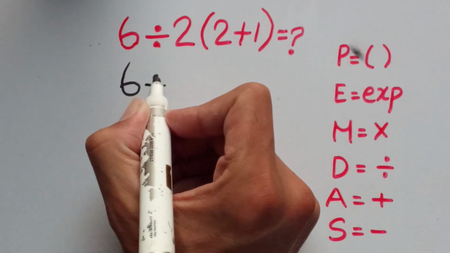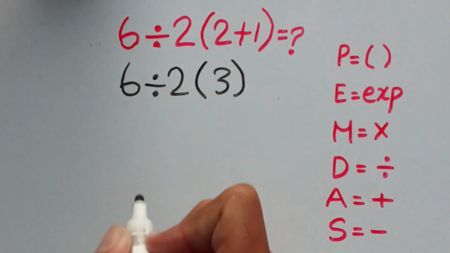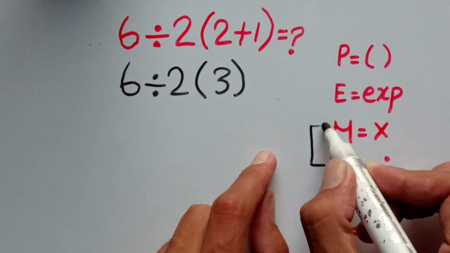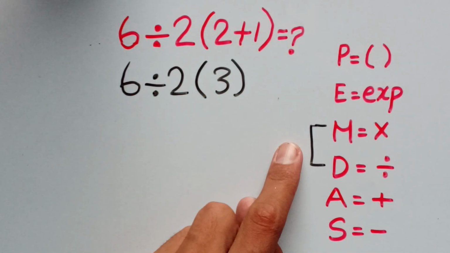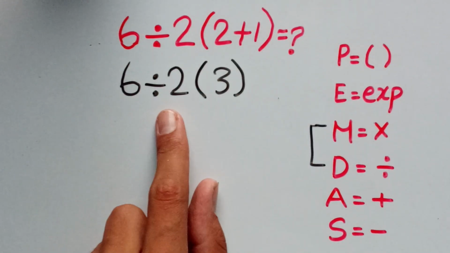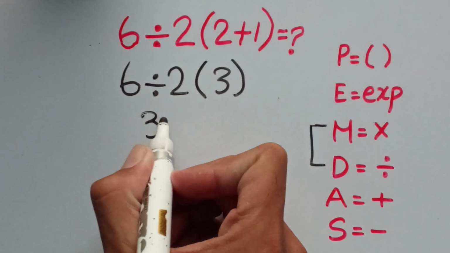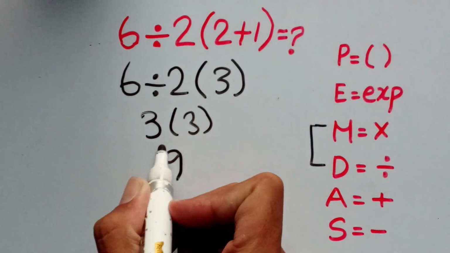6 divided by 2 into 3, and then one thing you must remember is that multiplication and division have equal priority, and we solve them from left to right. So 6 divided by 2 equals 3, and then times 3, which finally equals 1.